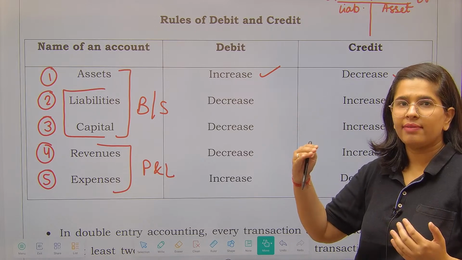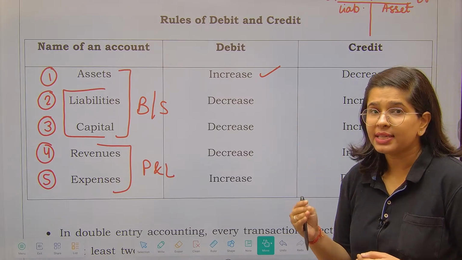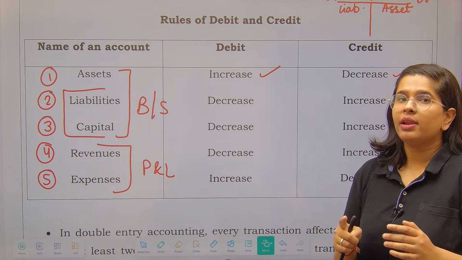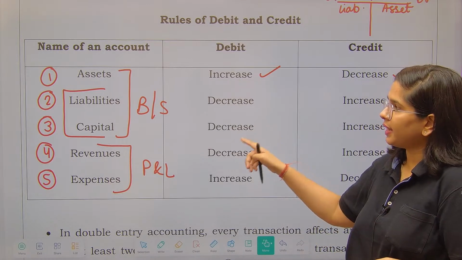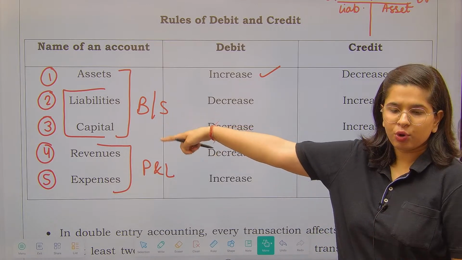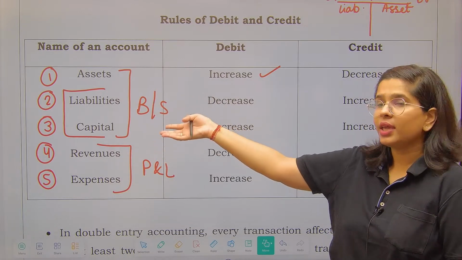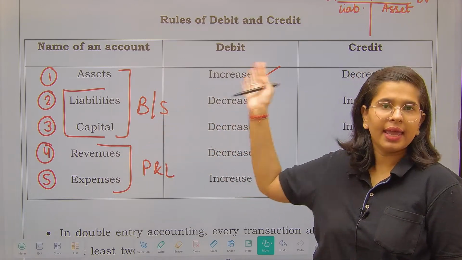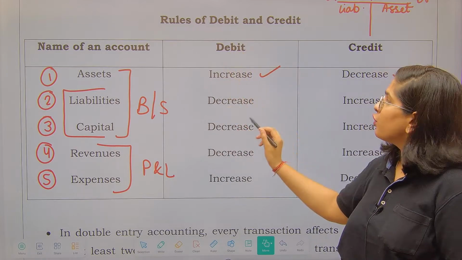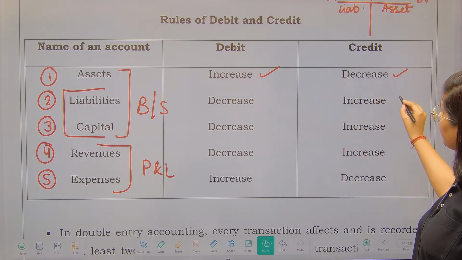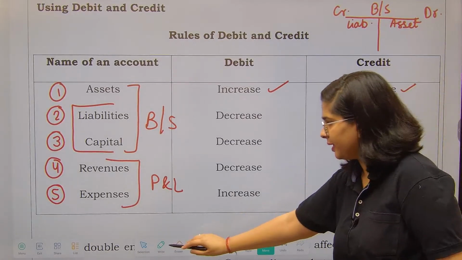Just assume, so whenever an asset is increasing, debit it. Whenever a liability is increasing, credit it. Capital and liabilities both have the same kind of treatment, because both are written on the same side. So whenever they are increased, please credit them.